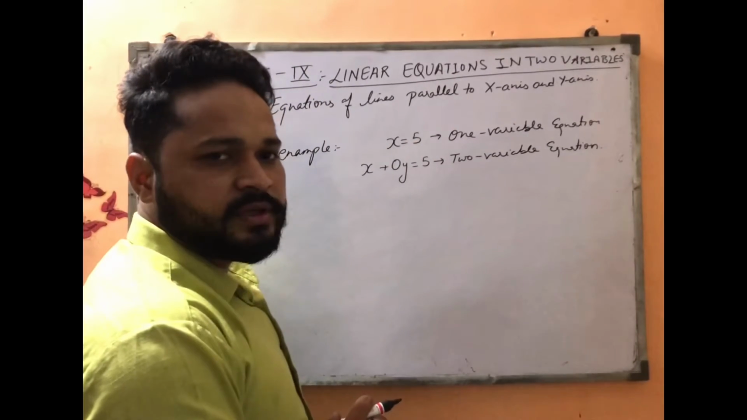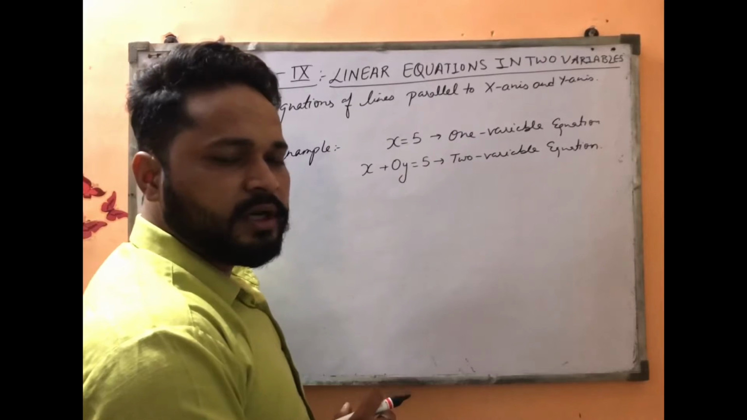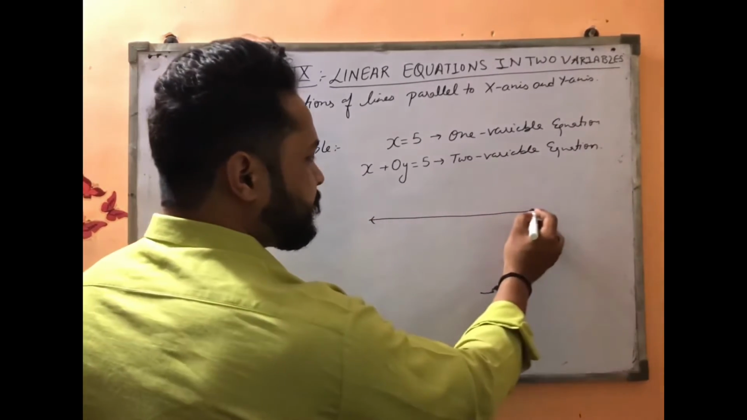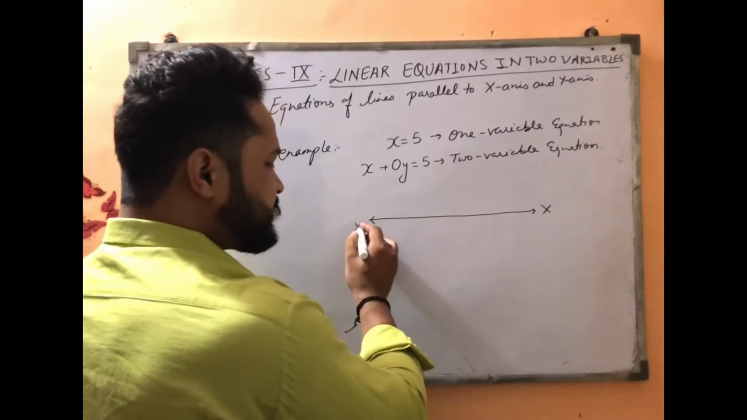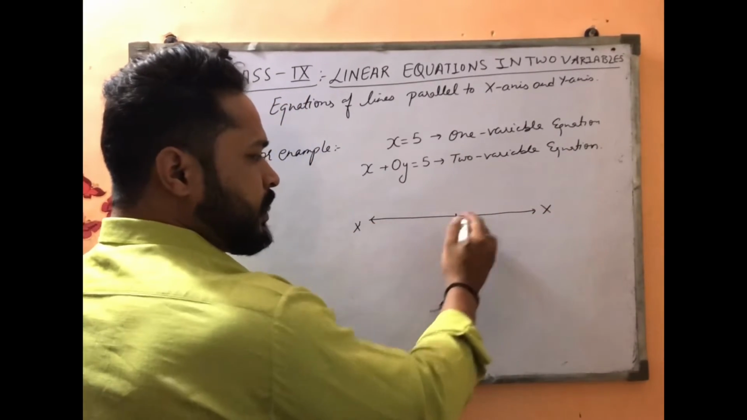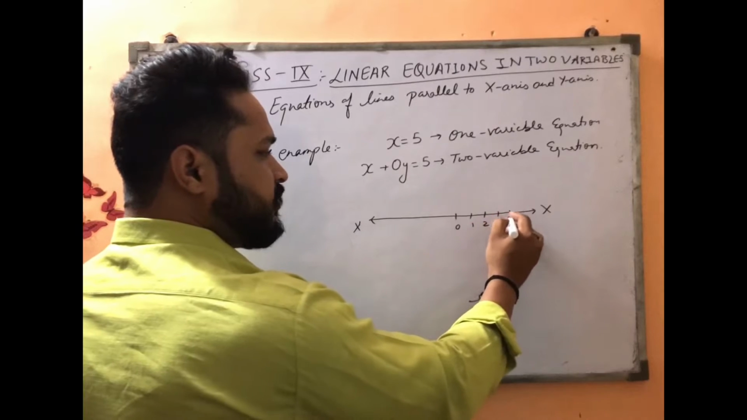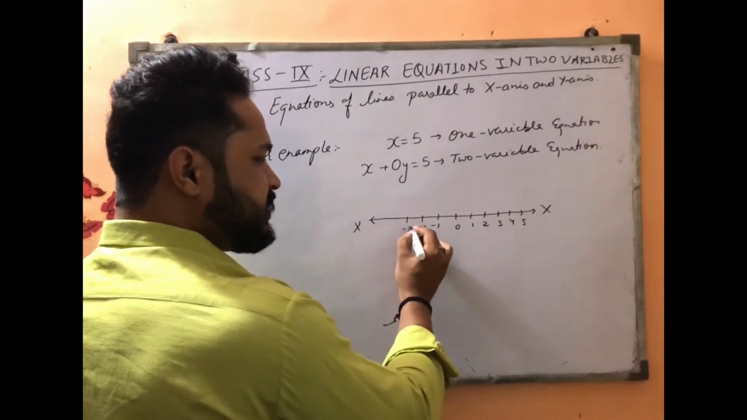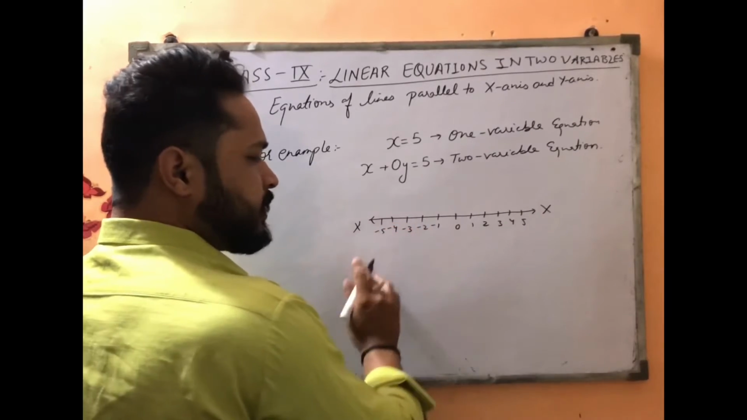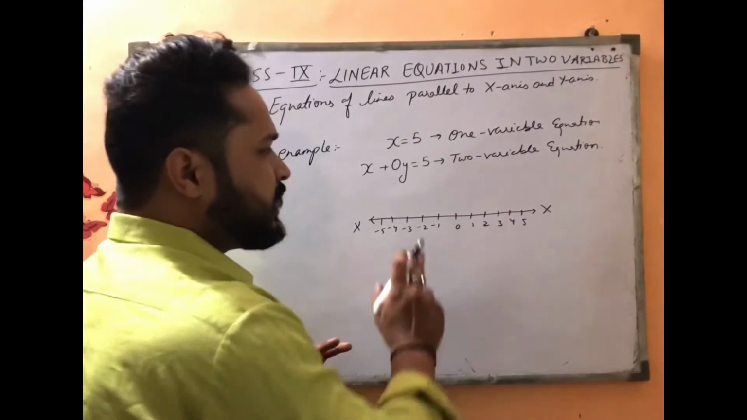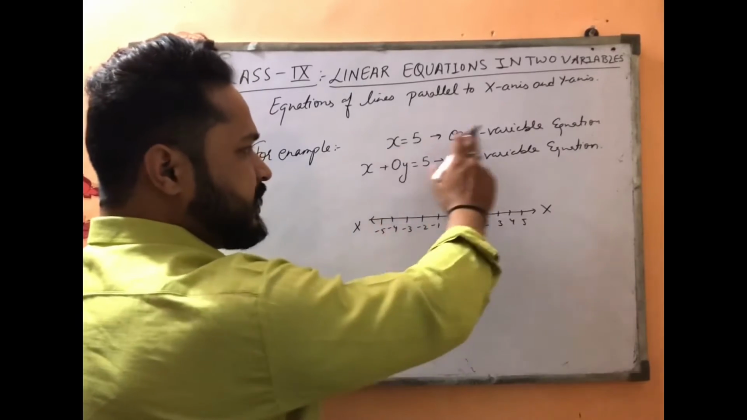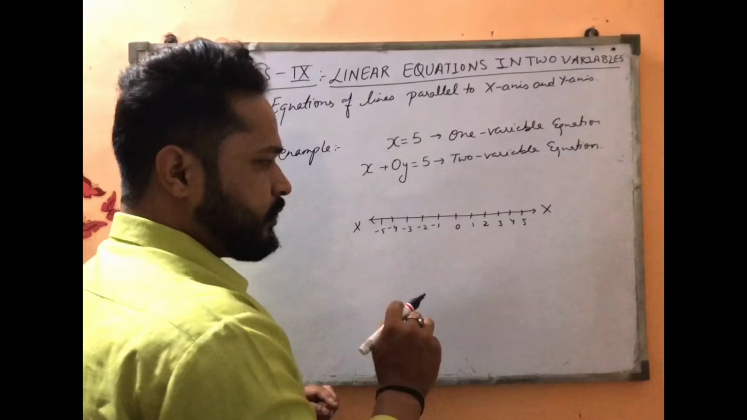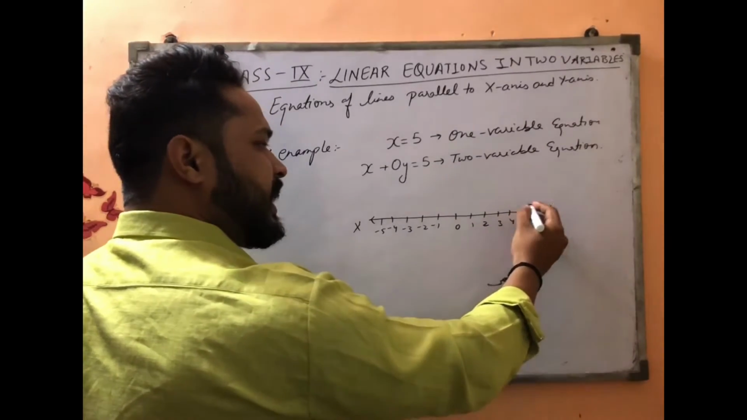Now this is a one variable equation. In a one variable equation, we can represent it only on a single axis. Like this is an x-axis, this is x dash, this is 0, this is 1 2 3 4 5. This is -1 -2 -3 -4 and -5. On a single axis, the equation is represented by a single point. So this is x is equals to 5.